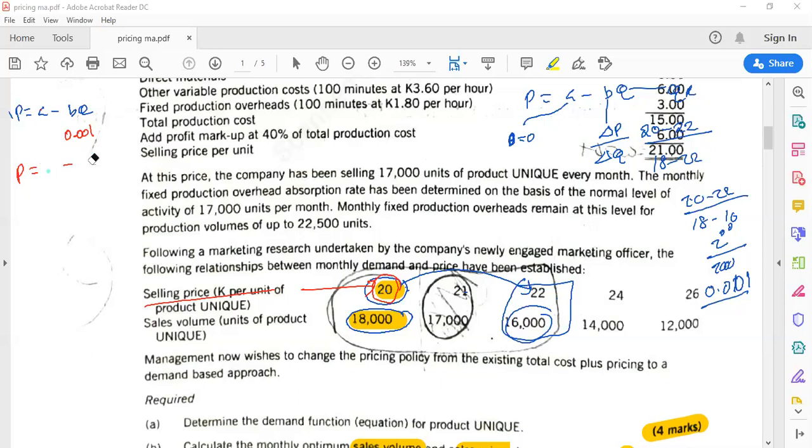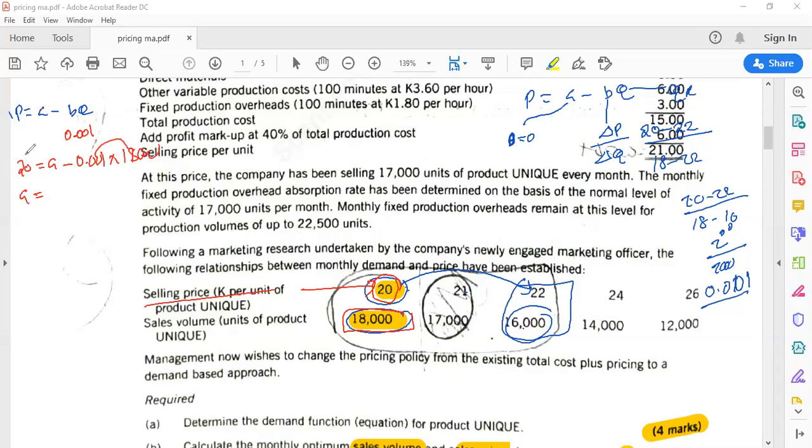0.001. Sorry, 20 is supposed to be on P. That was an error. So P, so 20 will be equal to A minus 0.001. What is Q? Multiplied by the current quantity, which is how much? 18,000. So what do we have there? We have our A will be equal to this minus that. How much is 18,000 multiplied by 0.001? We are getting 18.